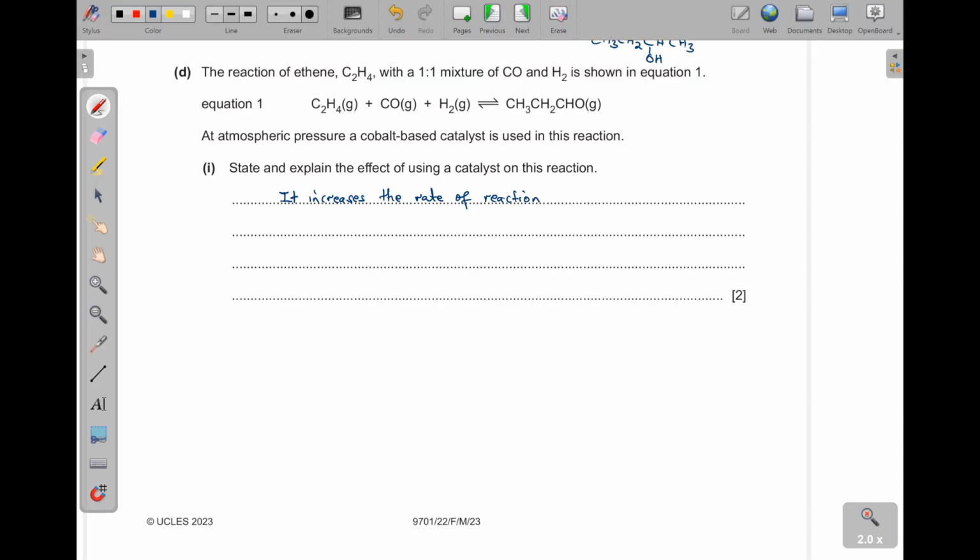And how does it do it? By providing an alternative pathway with a lower activation energy. Remember, when the activation energy is too high, then the reaction is slow. A catalyst never reduces the activation energy, it just provides a pathway with a low activation energy.